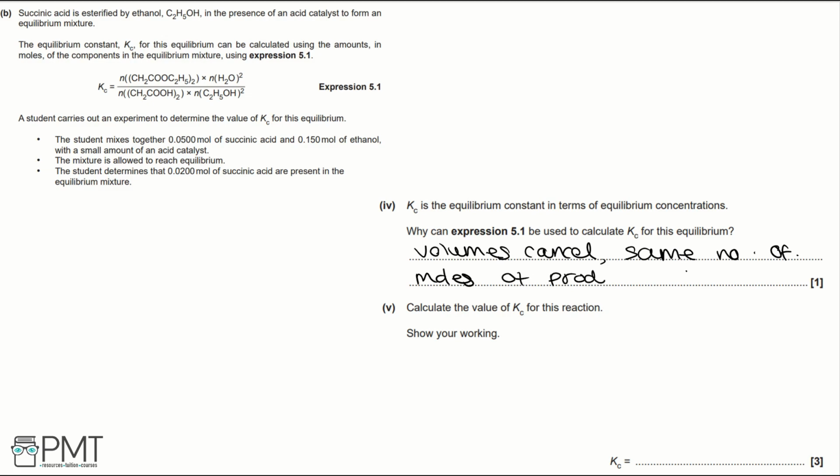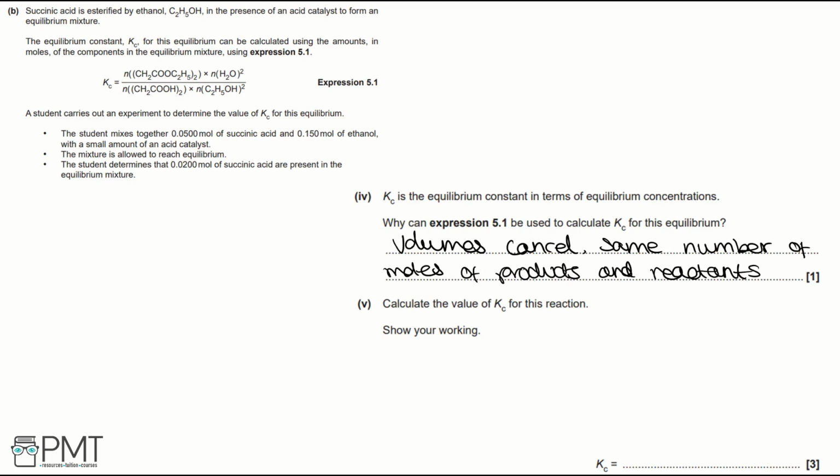To get the mark for this question, you need to either say that the volumes cancel, or that there are the same number of moles on each side of the equation, or the same number of moles of products and reactants. The reason why there are the same number of moles of products and reactants, we can tell this from the Kc expression, or expression 5.1.